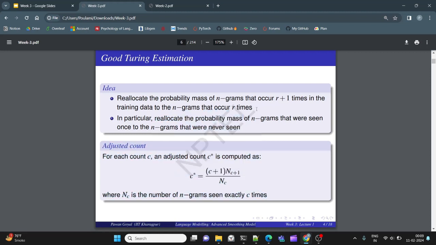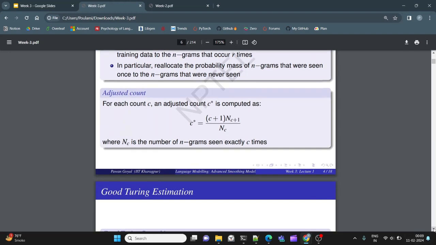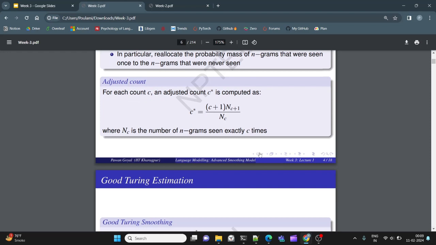In order to generalize that, we take the adjusted count. I'm just briefly going over the points. All these things were discussed in the lecture, so I'm not being very elaborate, but I'm just touching upon the main points and going over the slides.